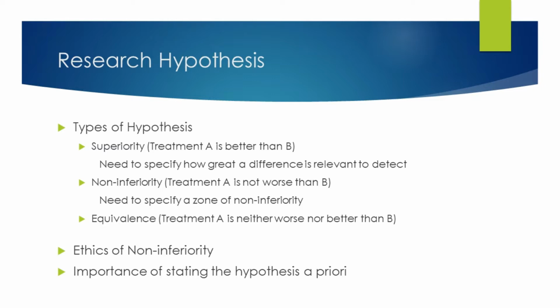Then is the non-inferiority, where treatment A is not worse than B. Okay? So see the difference? For superiority, the treatment under investigation should be better. For non-inferiority, it should not be worse than B. So we have to develop a range. What is the range? It can be that the new treatment will treat 25% to 40% of the patients. You provide a range as compared to the standard care where the treatment effectiveness was 30%. Okay? So you have a margin. And equivalence is treatment A is neither worse nor better than B.